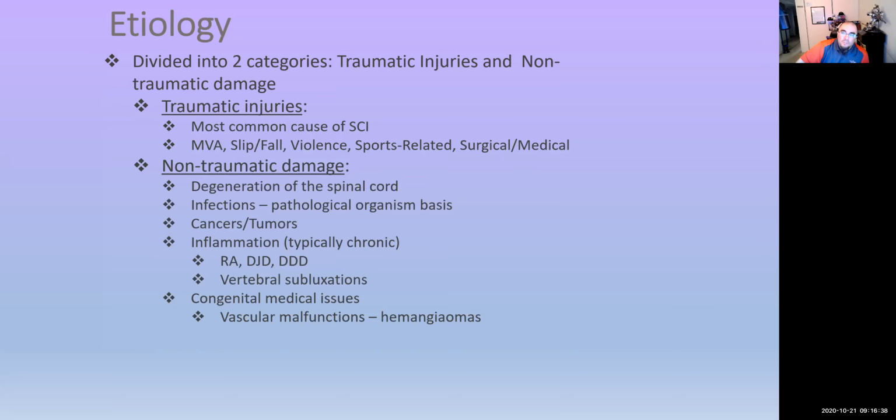Violence, sports related, and then surgical mishaps. We actually do cause problems in physical therapy and other things that can cause traumatic spinal cord injury patients.